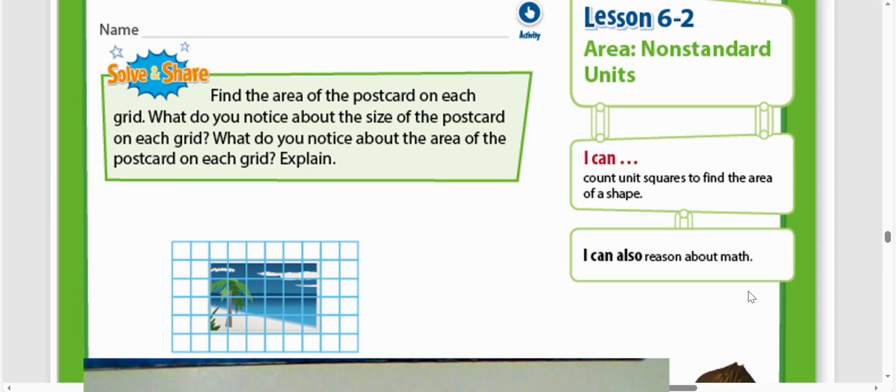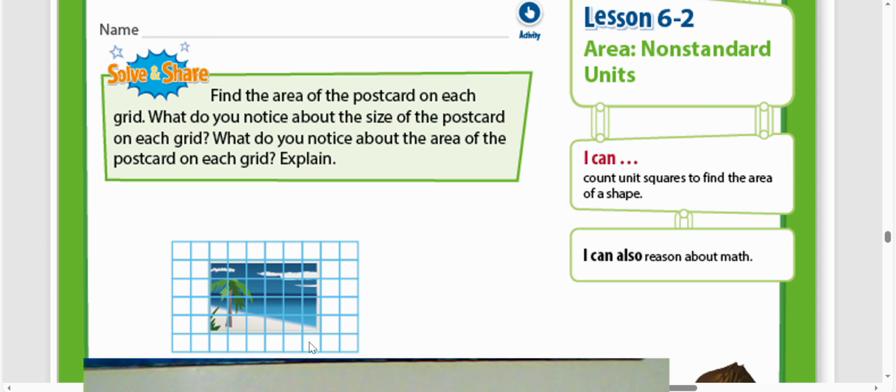Today we'll explain lesson number 2, topic 6: the area, non-standard units. We explained before the area of a square and the area of a rectangle. Area of a square is side by side, and area of a rectangle is length times width. In this lesson you can count unit squares to find the area of the shape, and also use the rule, as you like.